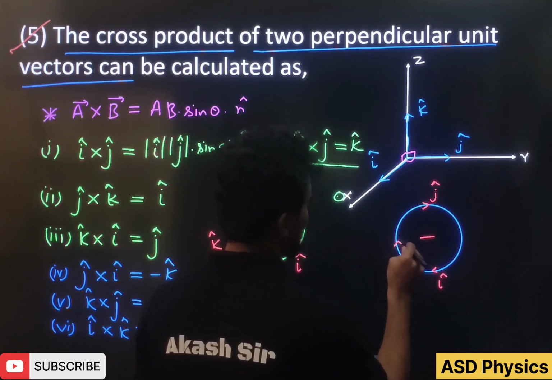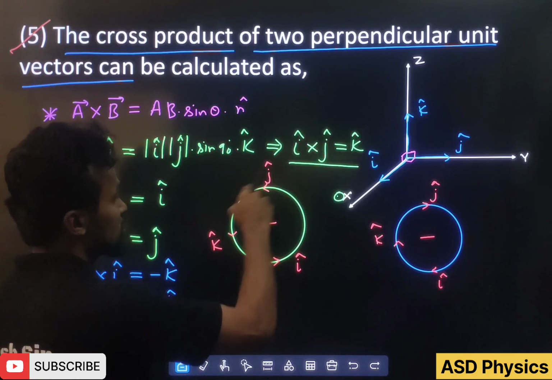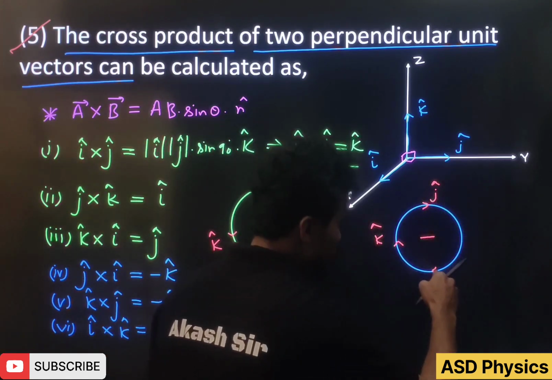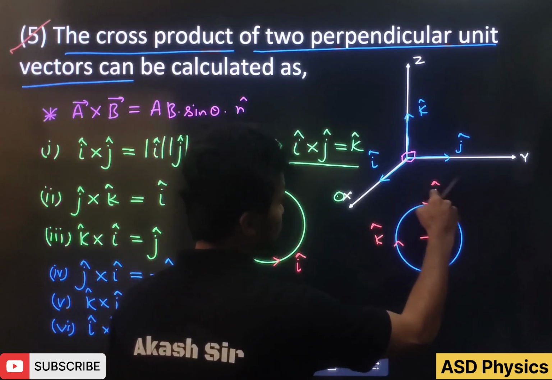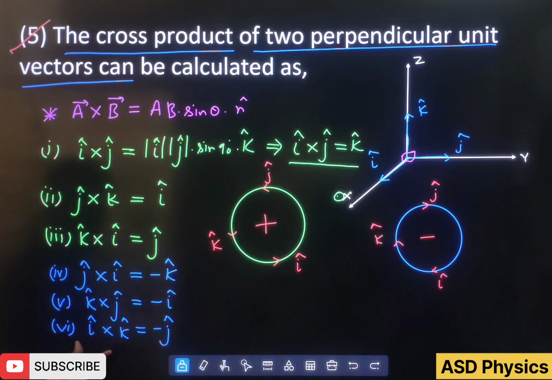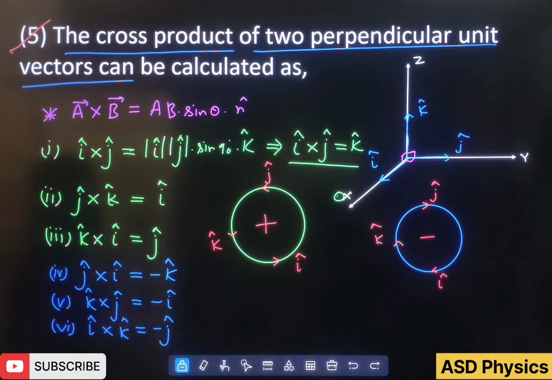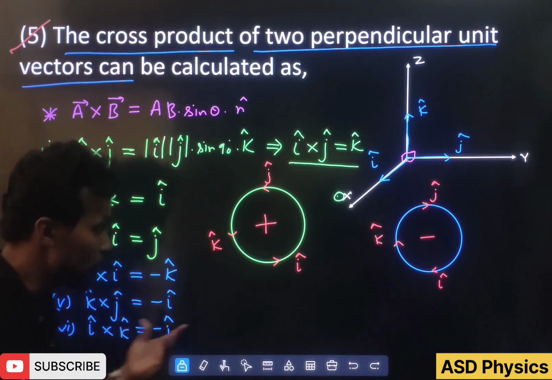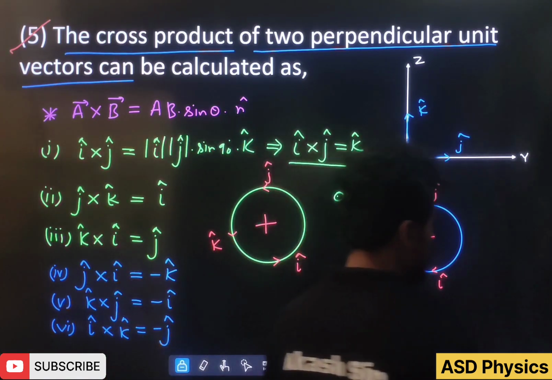And here this will become k cap. So again I am telling, see, i cap cross j cap is k cap, but reverse it: j cap cross i cap is minus k cap. Similarly, k cap cross j cap is minus i cap. Next one, i cap cross k cap is minus j cap. So if anti-clockwise we are moving, positive. Clockwise we are moving, negative. Green, green. Blue, blue. Very basic thing. Okay, great.